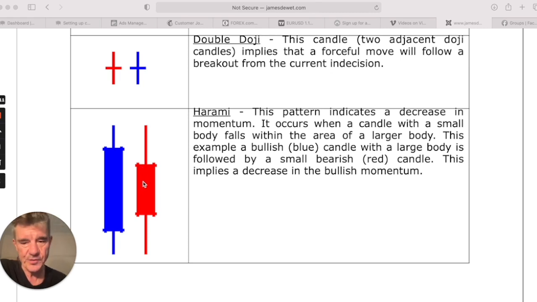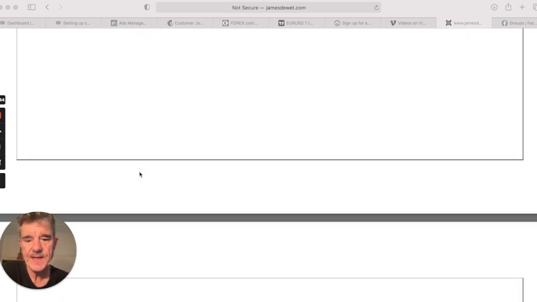It's an unengulfing pattern. So in this case, the previous candle engulfs the current candle. If you remember with the engulfing patterns before, the current candle engulfs the previous candle. So this is kind of just swapped around. It's called a harami. In this example, a bullish blue candle with a large body is followed by a small bearish candle. And this implies a decrease in the bullish momentum on the chart. That kind of makes logical sense.